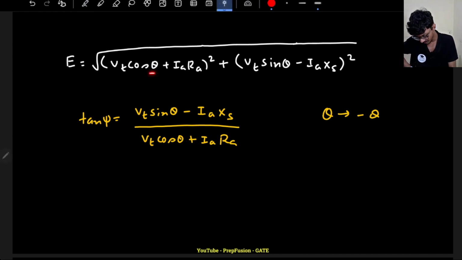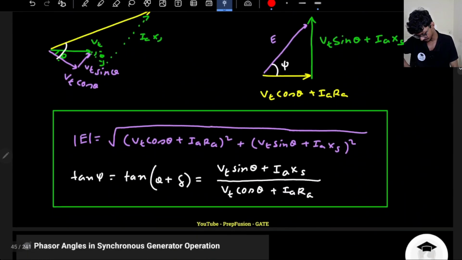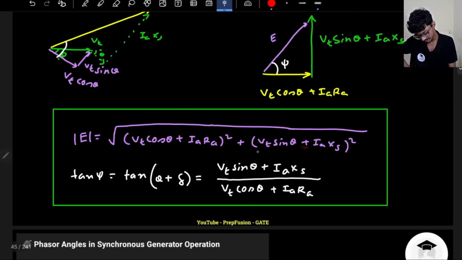How? Because if you replace with minus theta, this will still be Vt cos theta only. Cos of minus theta is cos theta. This will be IRA, no change. This will be Vt minus sin theta, because sin of minus theta is minus sin theta. So this will be negative. Still it is positive, right? Plus Ia axis in the previous formula. So I will just copy this previous formula. Still it is positive and this is negative.